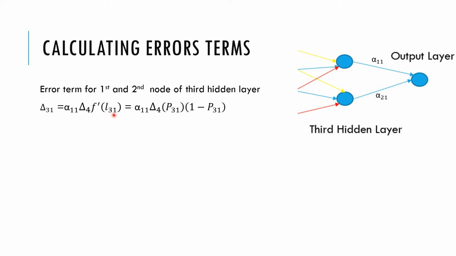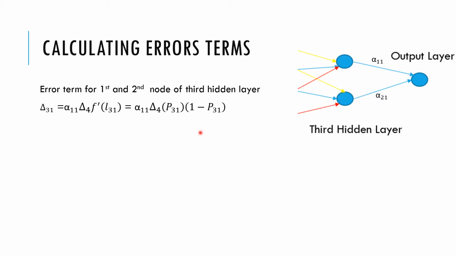So it was L31, right? So this was P31, the sigmoid activation of this node, and if you take the gradient, it is sigmoid into 1 minus sigmoid. So this is the gradient of the sigmoid of this node, it's P31 into 1 minus P31, and this is the weight, basically the error term of this one multiplied by the corresponding coefficient. So this is the simple formula. Then we get the error term for this node.